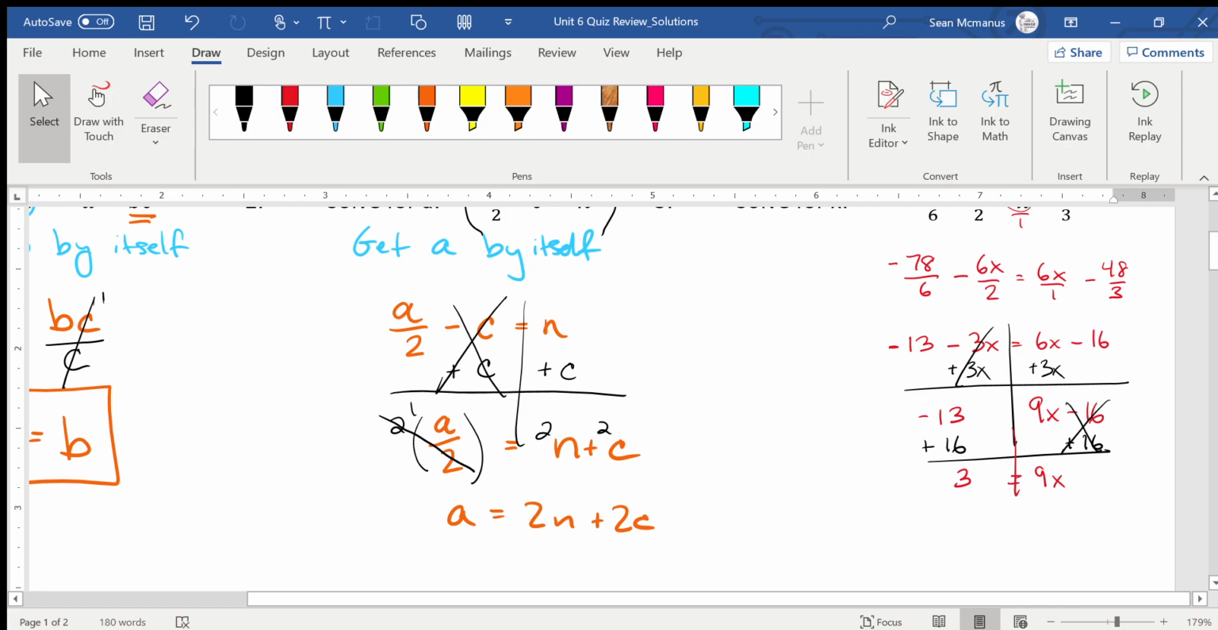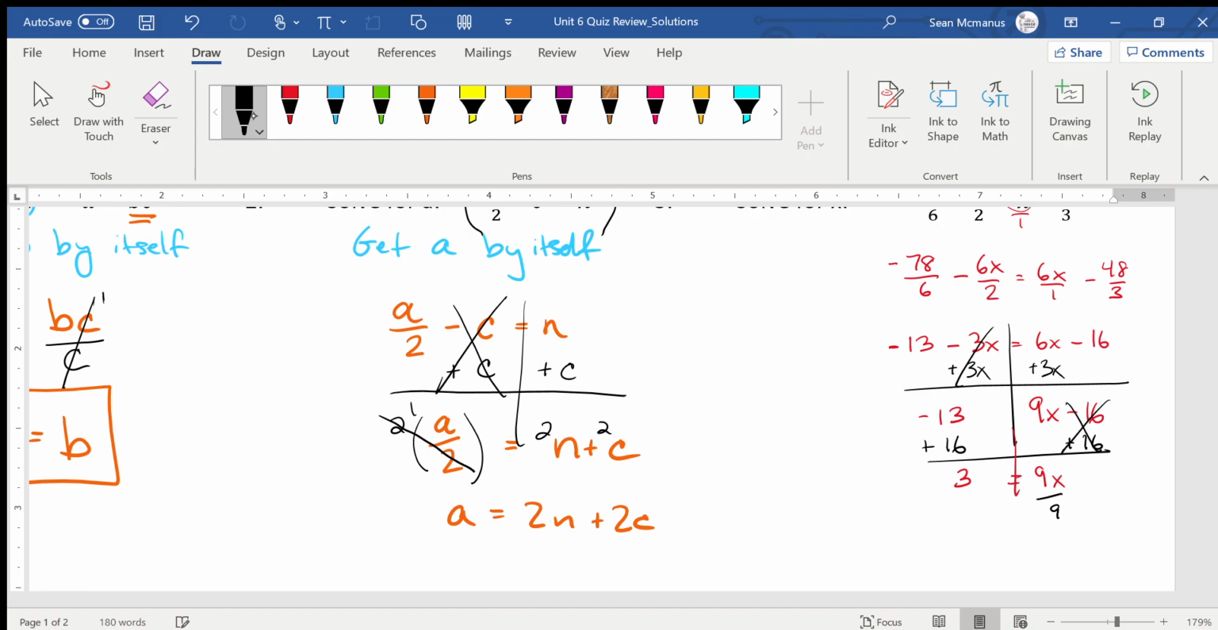I saw a whole bunch of people got that far. They did all the hard work. They even divided this by 9, and they divided this by 9, which is correct, and they told me x equals 3. But make sure you honor the fraction here, right? Fraction means division, so 3 divided by 9 is not 3. 9 divided by 3 would be 3. So it's a fraction I could reduce: 1 over 3.